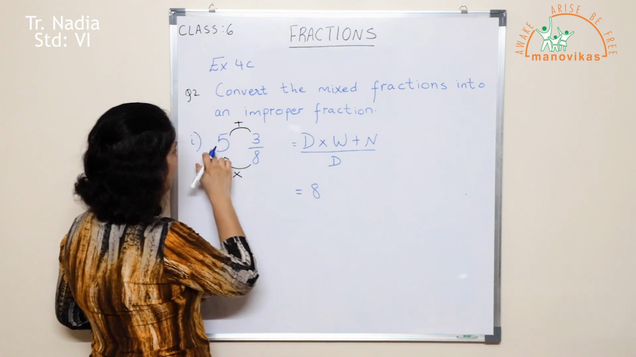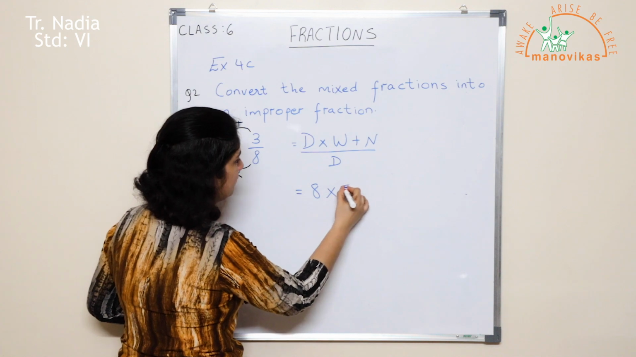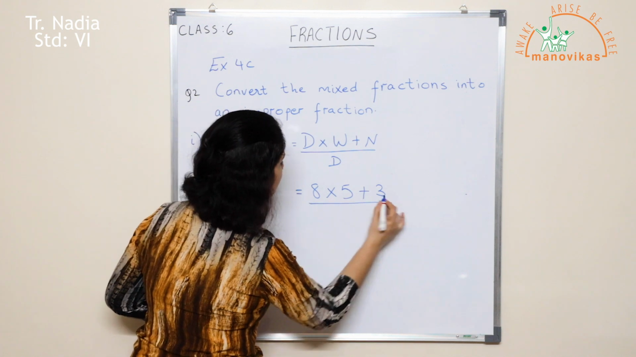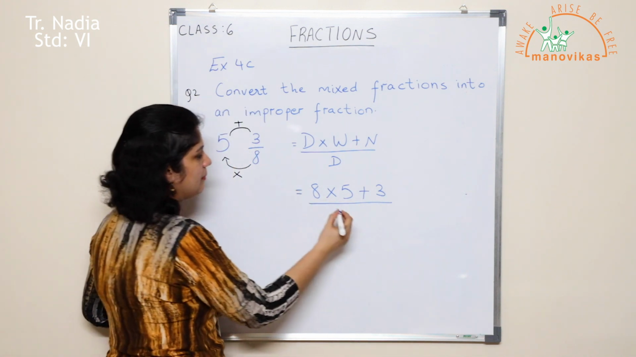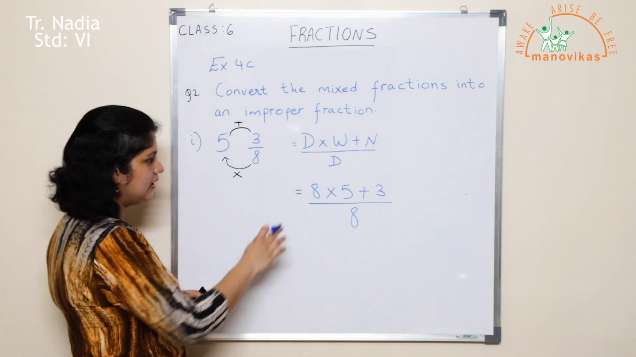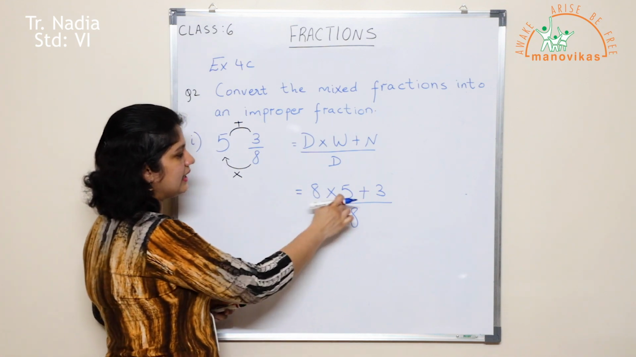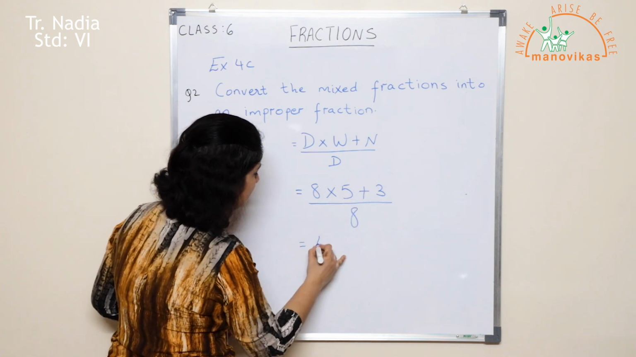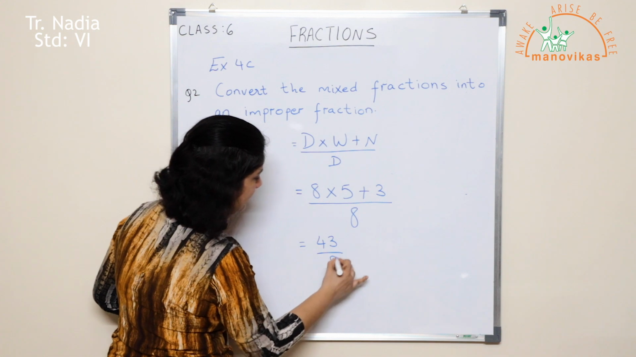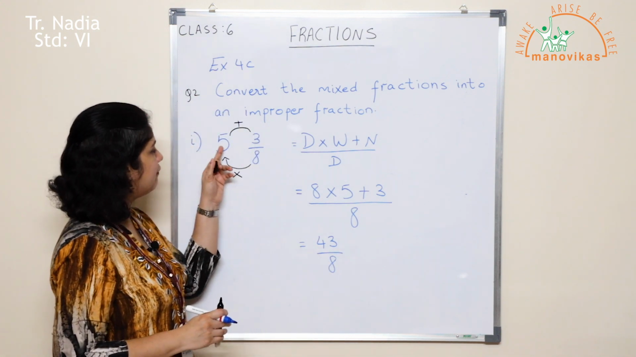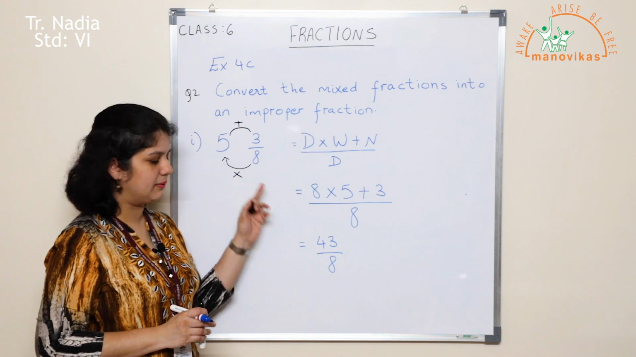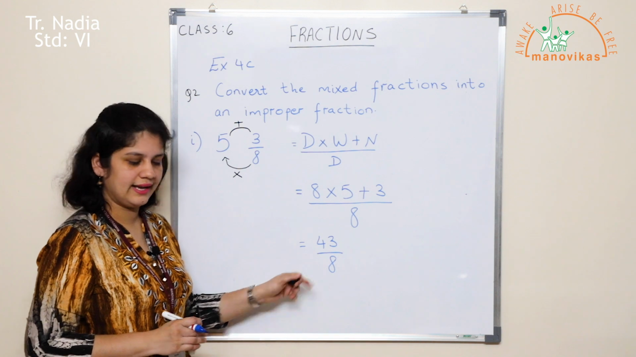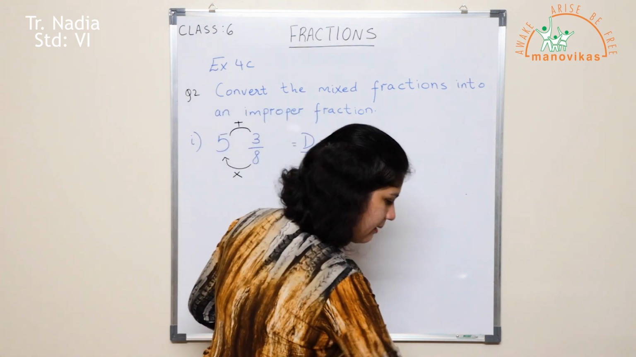Okay, so what is the value of the denominator? 8. The value of the whole number is 5. So multiply by 5 plus the numerator. So plus 3 upon denominator. Denominator does not change. It remains the same. So it will be 8 only. Now let us work out this part. What is 8 multiplied by 5? 40 plus 3. So it is 43 upon 8. Okay. So 5 3 upon 8, which was the mixed number, has now been converted to an improper fraction, 43 upon 8. Let us take another example.